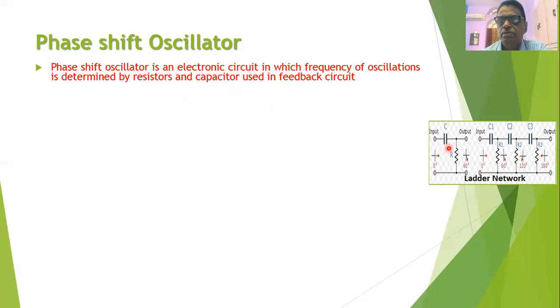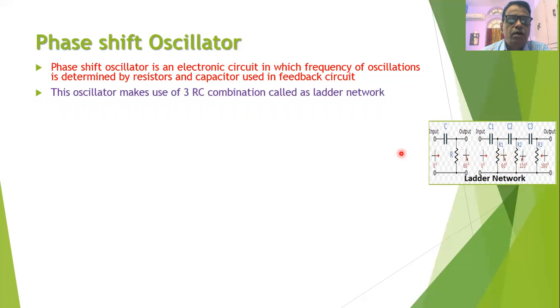As shown in this diagram, suppose we have one capacitor and one resistance. Then there is a phase shift of 60 degrees for one particular input signal frequency. If we connect three such combinations of resistance and capacitor together, then this network is called a ladder network, and it will provide 60 plus 60 plus 60, that is 180 degree phase shift for one particular frequency signal. This oscillator will make use of three RC combinations, and these RC combinations are called a ladder network.